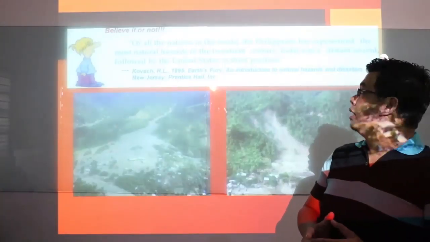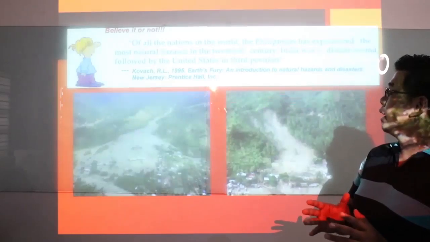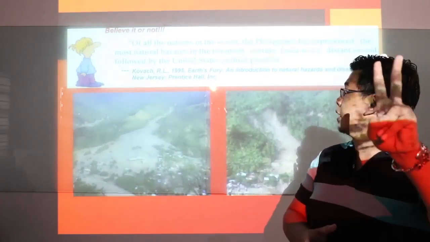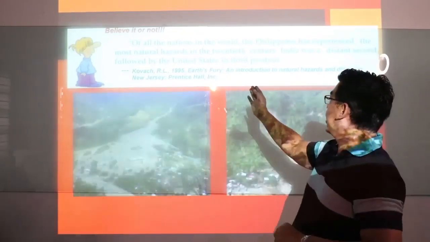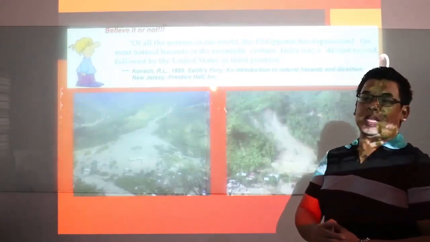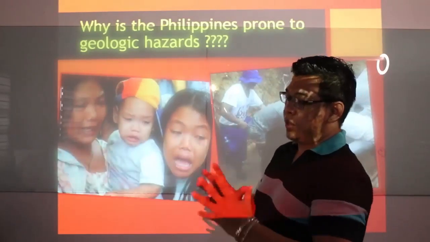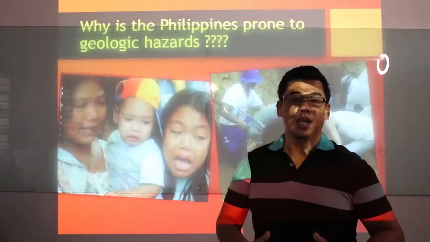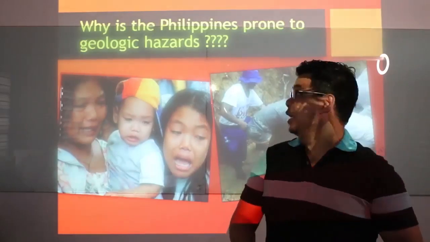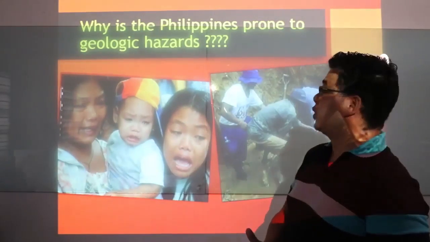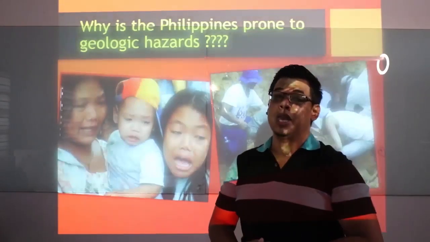It is said that of all nations in the world, we are the second most prone to different kinds of disaster, right? Followed by the United States in third position. Now, here you can see different pictures of disasters that affect the community. Particularly, we have landslide. And why is the Philippines prone to geological hazards? Here are the following answers.